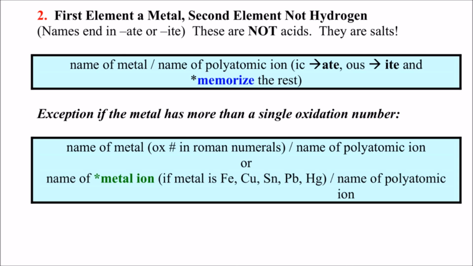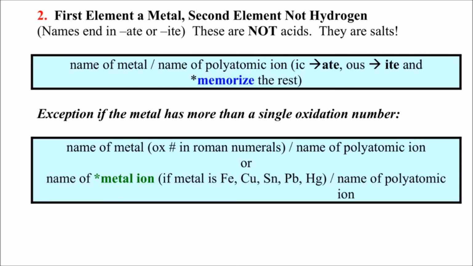We've had binary salts like NaCl, where there's just 2 elements. Well, now we're going to have polyatomic salts, where we have a metal functioning as a cation with a positive charge, and we're going to have a polyatomic anion with our negative charge.